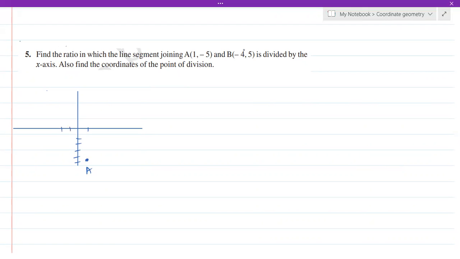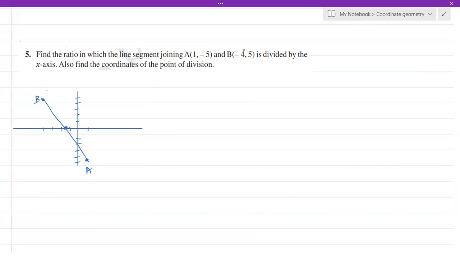Let's say 1, 2, 3, 4. This is minus 4. And let's say 5 is here. 1, 2, 3, 4, 5. Minus 4, 5 is here. Let's say B is here. Now, very clearly, if you join this A and B, observe it is meeting the x-axis here. So this point on the x-axis is dividing the line. We have to find in what ratio it is dividing. Also, we have to find the coordinates of this point.